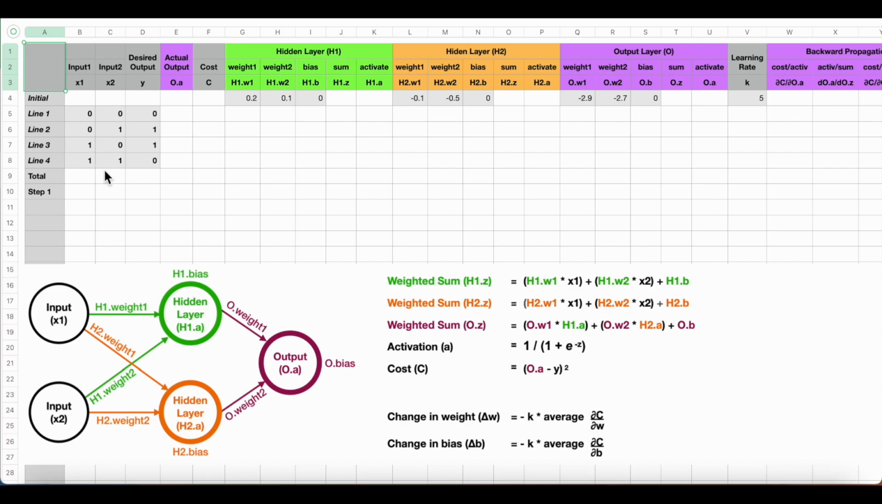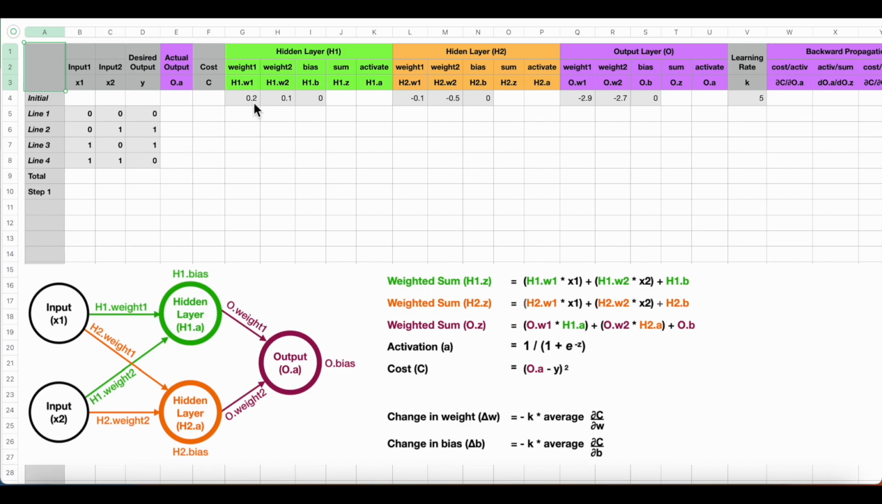The gray cells represent the input items. First, we have the pattern that we want the neural network to learn, and that is if x1 is 0 and x2 is 0, we want the output y to be 0. If x1 is 0 and x2 is 1, we want y to be 1. If x1 is 1 and x2 is 0, we want y to be 1. And if both x1 and x2 are 1, we want y to be 0.